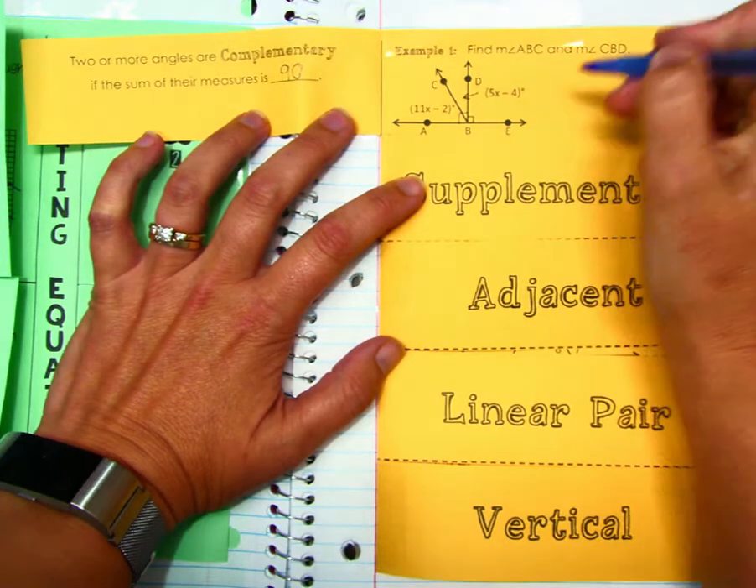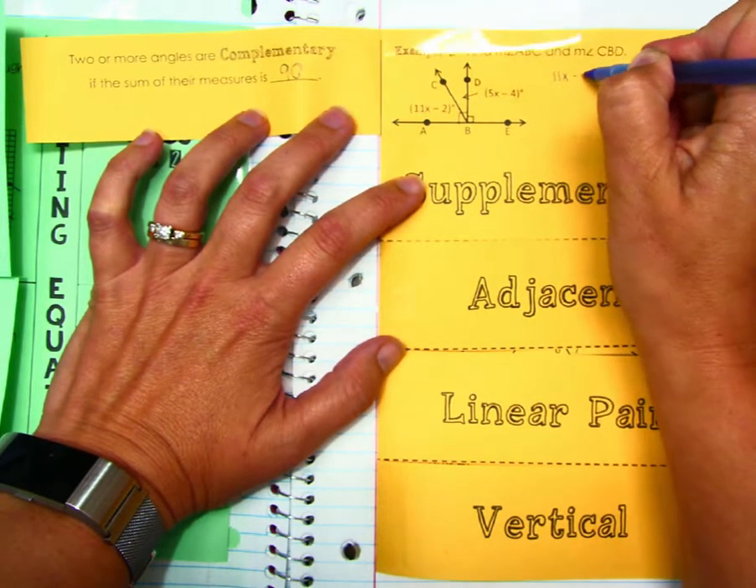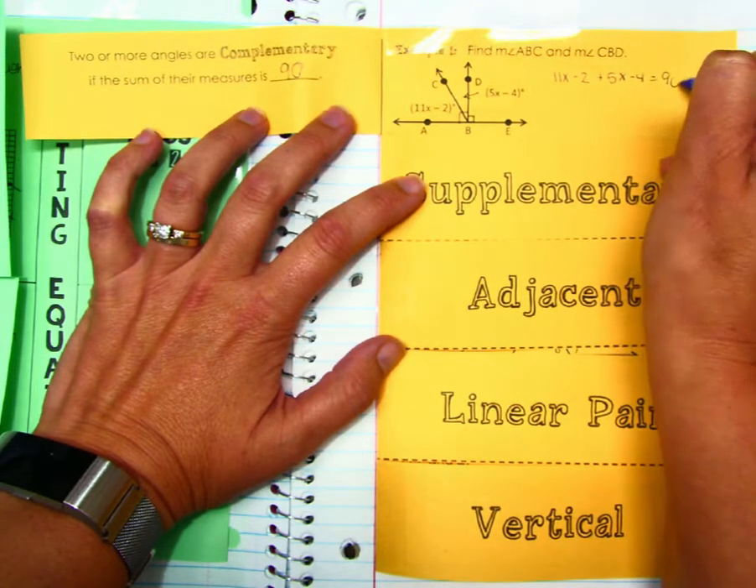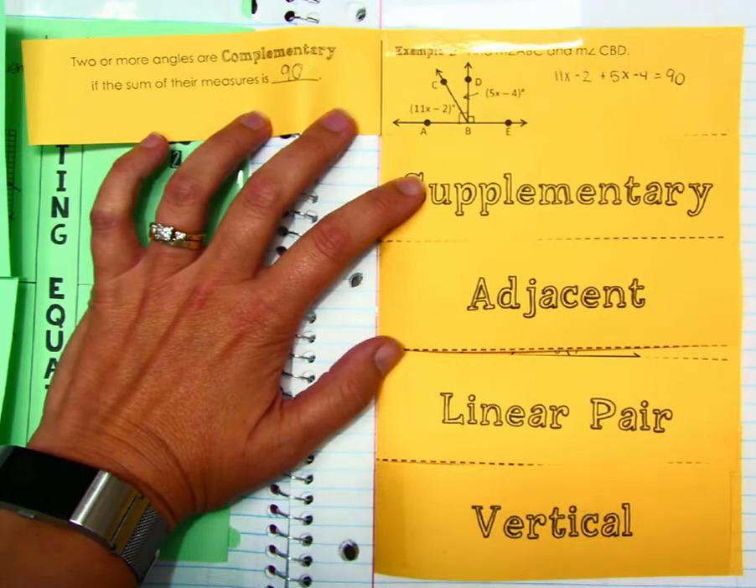Those two angles are complementary. So what we know about them is that when we add them together, we should get 90 degrees. And at this point, you should be able to go ahead and solve for x.